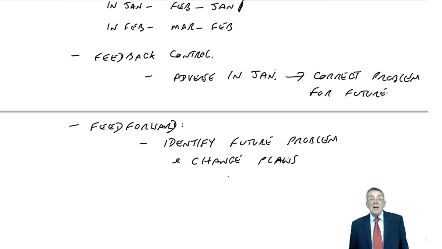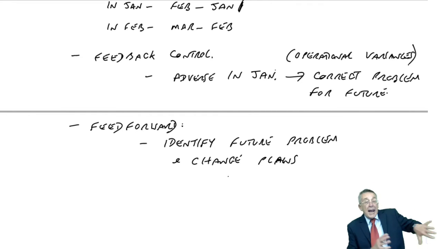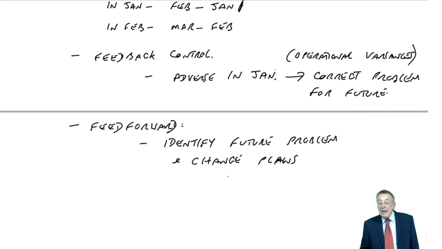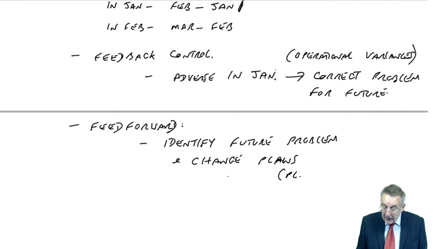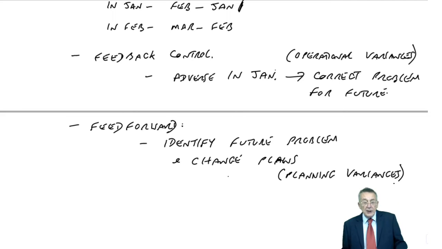Now, in fact, you may have recognised from what I was saying, one of the best examples of feedback is operational variances. At the end of each month, you see how well the manager did last month. Feed forward is planning variances. Worldwide prices have increased. And I said, as soon as you realise, you'll look for ways of saving money elsewhere and changing your plans.